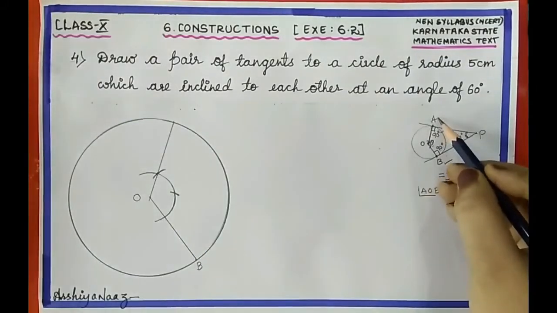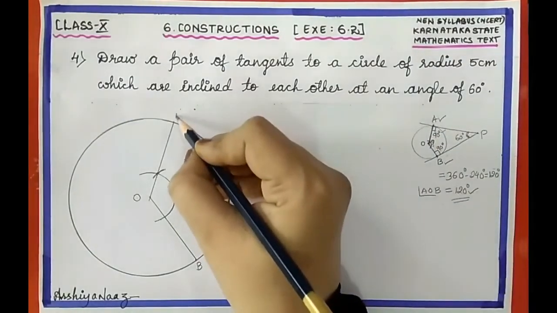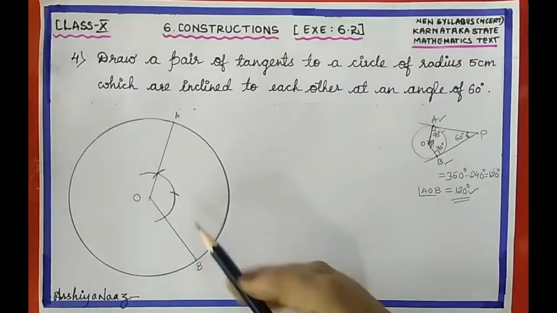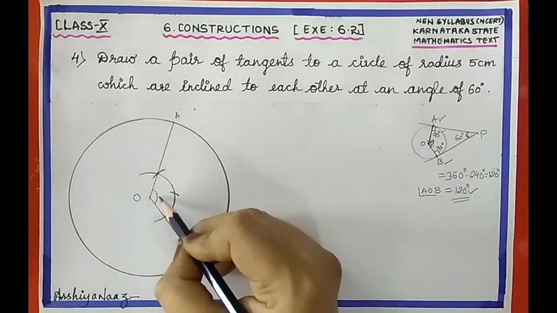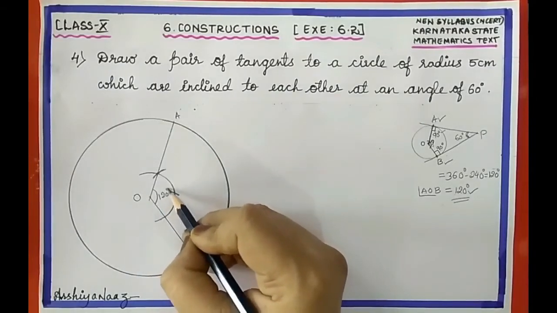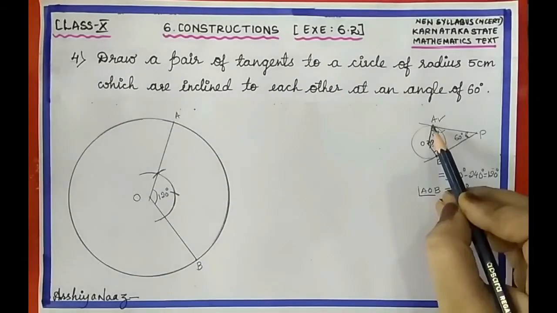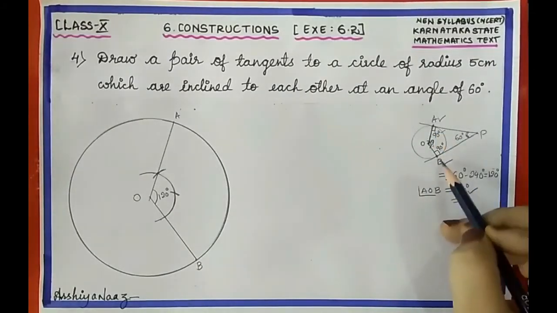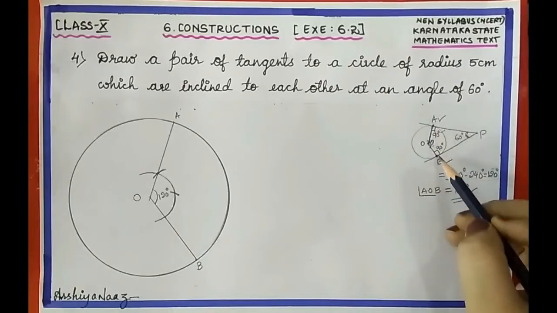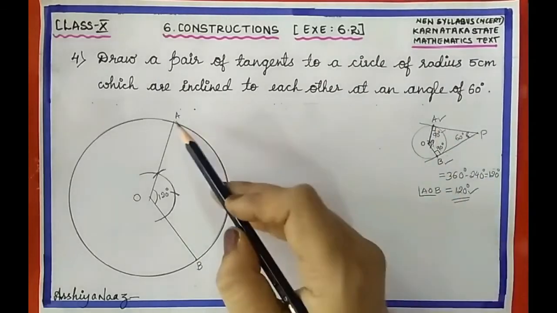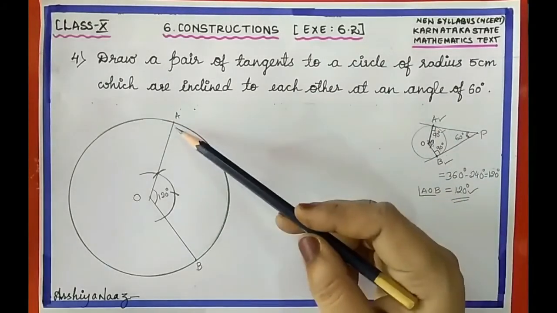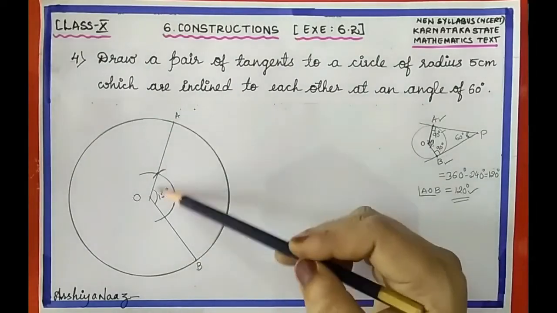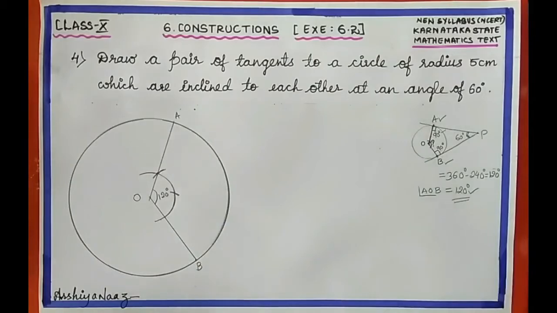Here we get a point A. We have now constructed two radii. The angle between these two radii is equal to 120 degrees. Now we need to construct two tangents AP and BP at the end of these two radii. So let us construct two right angles at the end of these two radii.